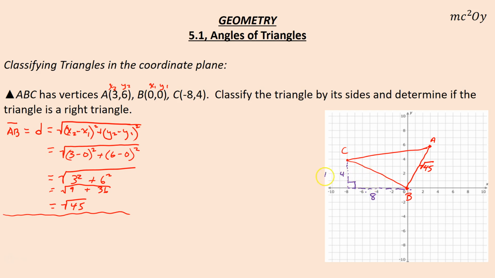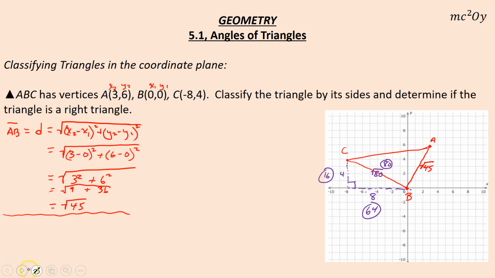So if I square this side, that's 16. If I square this side, it's 64. And 16 and 64 happens to be 80. And so the square root of 80 is that length. Okay, so I know that's this root 45. I obviously know those aren't congruent, but maybe this side is.